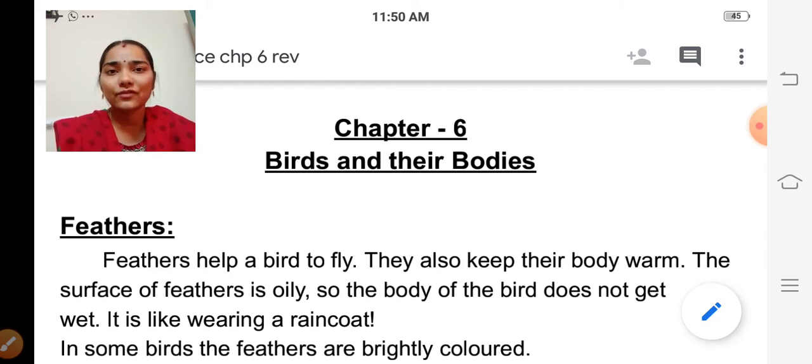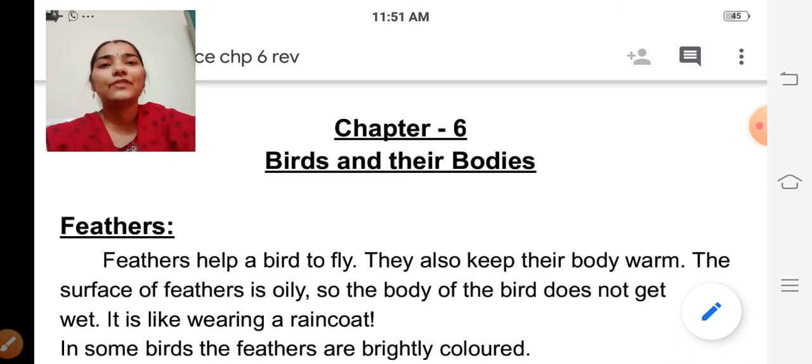the birds cannot fly, like kiwi, ostrich and emu. Some of the birds cannot fly, like kiwi, ostrich and emu. Okay, so let's see about the feathers now.